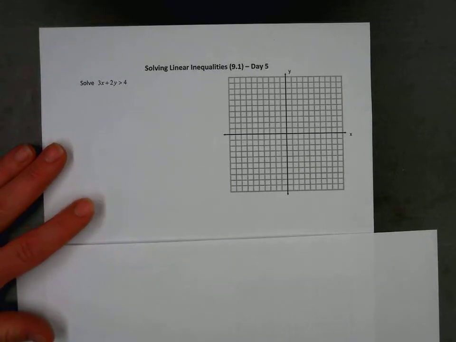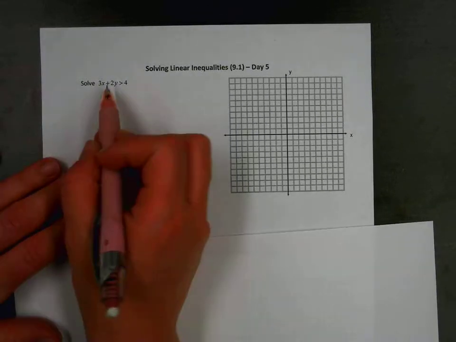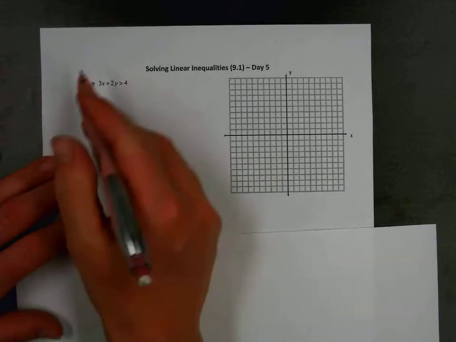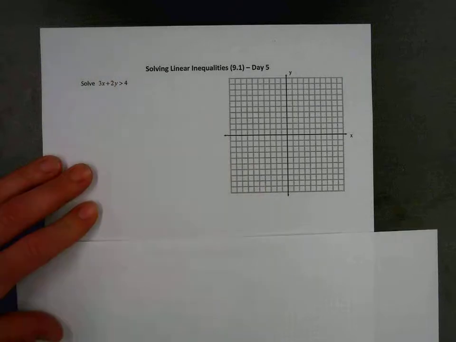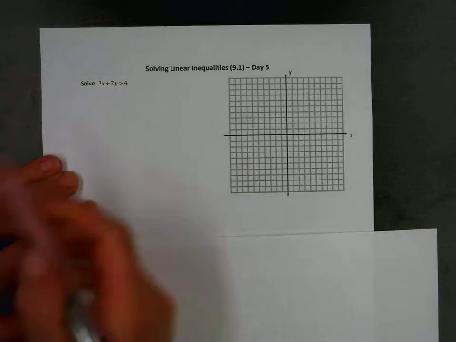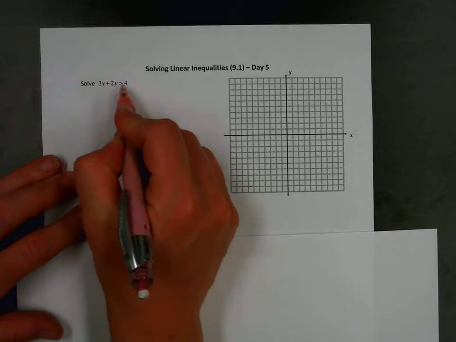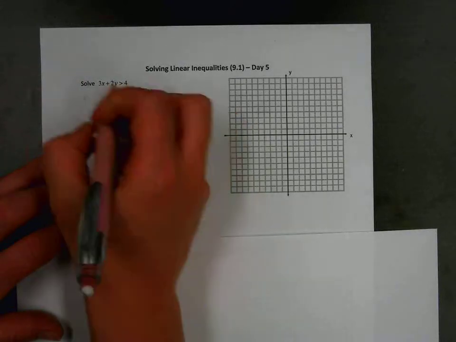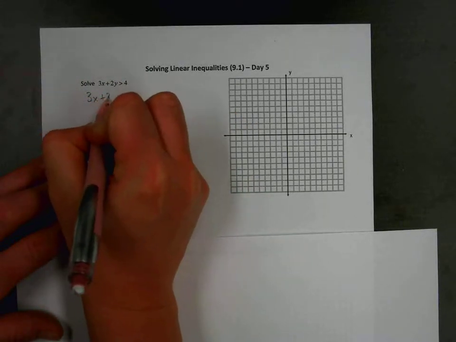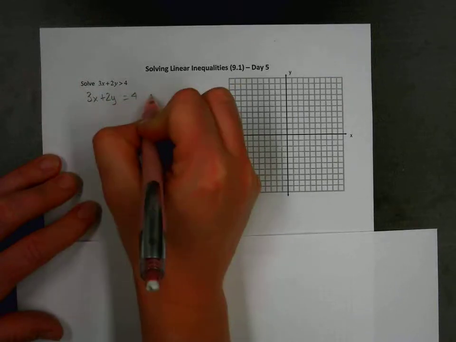Solving linear inequalities. When we solve linear inequalities, we are looking for all the values of this function that are greater than 4. So this creates a linear equation. What I'm going to do is ignore the inequality right now, and graph this line.